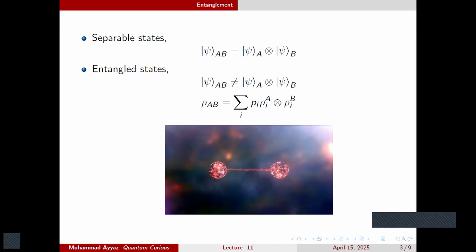So we know that separable states are the tensor product of two pure states in the case of bipartite states. But if we have some kind of state that cannot be written as the tensor product of the two pure states forming the whole joint state, then we call this kind of state an entangled state. So this is the very precise definition of entanglement in more mathematical formalism.